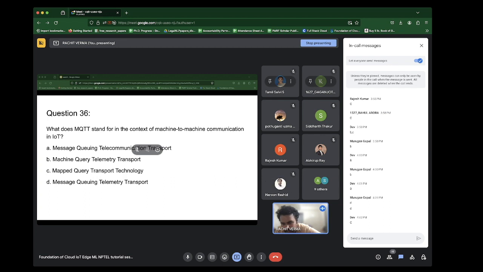What does MQTT stand for in the context of machine-to-machine communication? Option D. The options were message queuing telecommunication transport, query telemetry transport, mapped query transport technology. D, message queuing telemetry transport. So the answer is D. This does not require any huge reasoning. You just need to know the answer to the question. It's not exactly telecommunication between two devices. That's one way to rule out the first option.